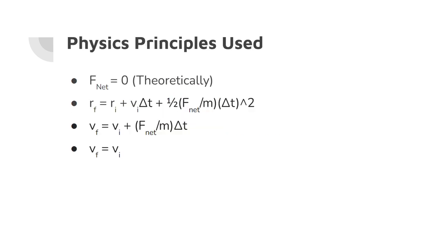Some of the physics principles used was that F net equals 0. That's kind of theoretical. F net equals 0 means we have constant velocity. Then the main kinematic equation, r_f equals r_i plus v_i delta t plus 1/2 times net force divided by the mass times t squared. But our F net is actually 0, so it basically comes down to just v_f equals v_i. And then we just use that as our velocity in our main kinematic equation with 0 net force.